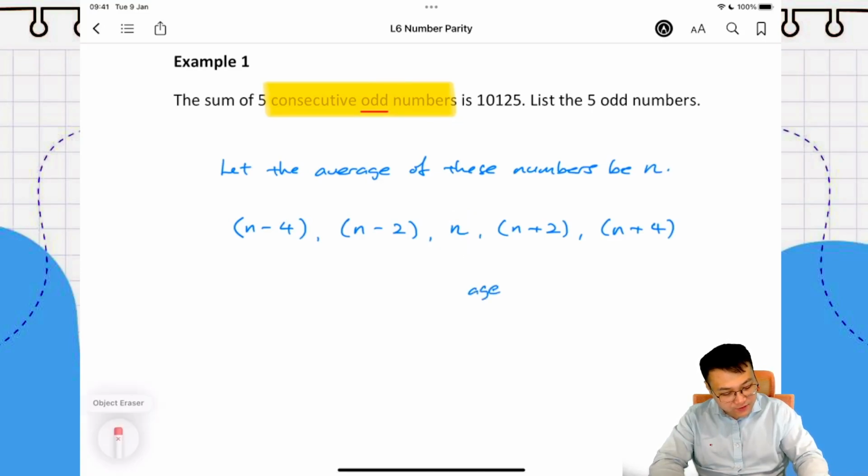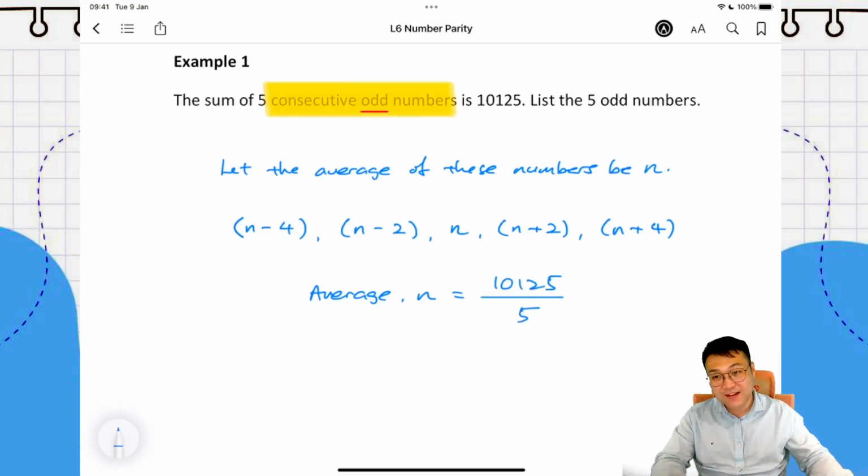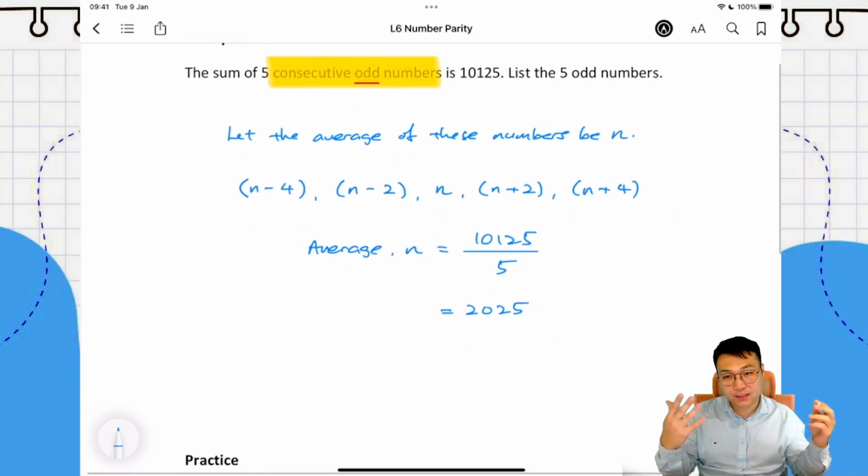average. How do we find average? The average equals total divided by the number of numbers. Maybe I should have used a different alphabet, okay? Let's just find the average. Average, which is the middle number, equals the total, 10125, divided by the number of numbers. There are 5 numbers. So what do we get? We get 2025. We have just found the number in the middle.